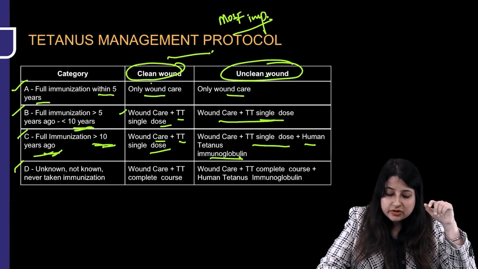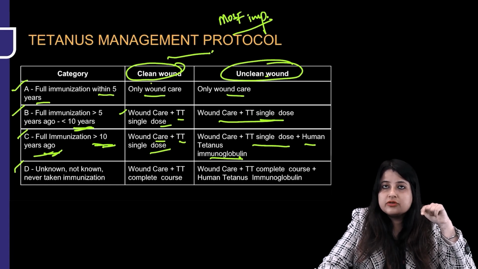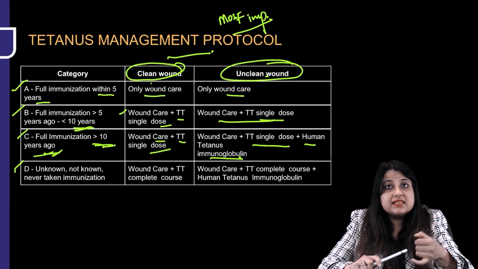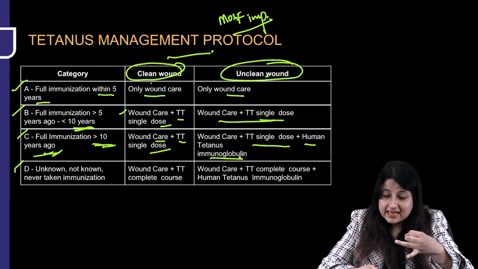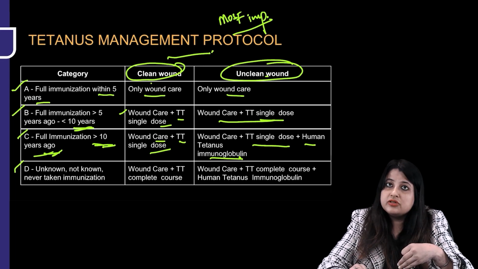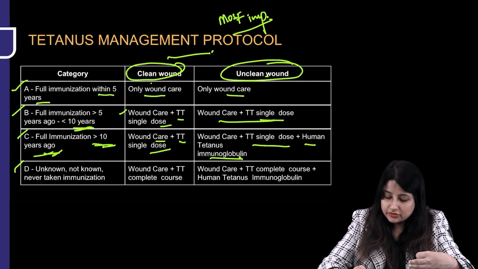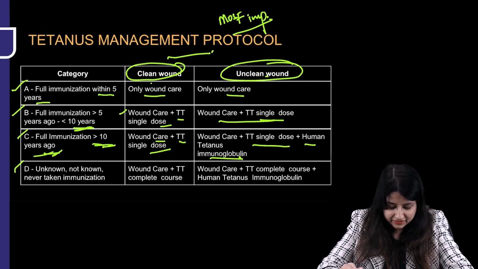Okay, we've done wound care, we've added a single dose of TT plus human tetanus immunoglobulin. So again, a question often comes, guys, for which diseases can active and passive immunization be given together? Rabies, yes. Diphtheria, yes. Okay, tetanus, here also you're giving active and passive immunization together. Alright, so pay attention to those things.